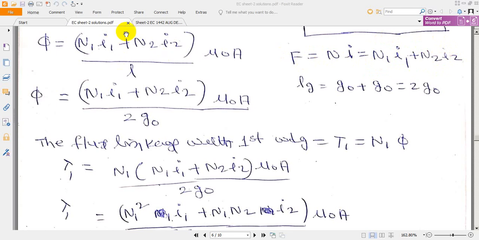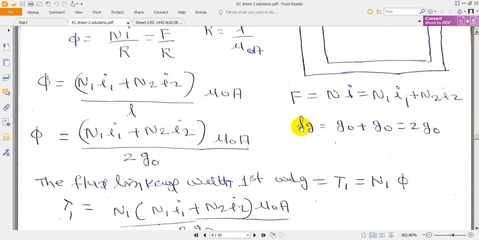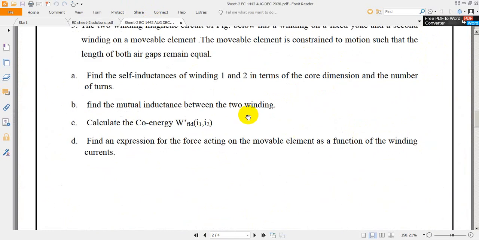Now, after getting F, what is the relation? We can write flux is equal to F by reluctance: magnetomotive force divided by the reluctance. Reluctance is given by l by mu naught A. What is the length? The length of the air gap is this length plus this length, so we write the length of the air gap as G0 plus G0, 2G0. And what about the reluctance of this core? It will be 0. Why?